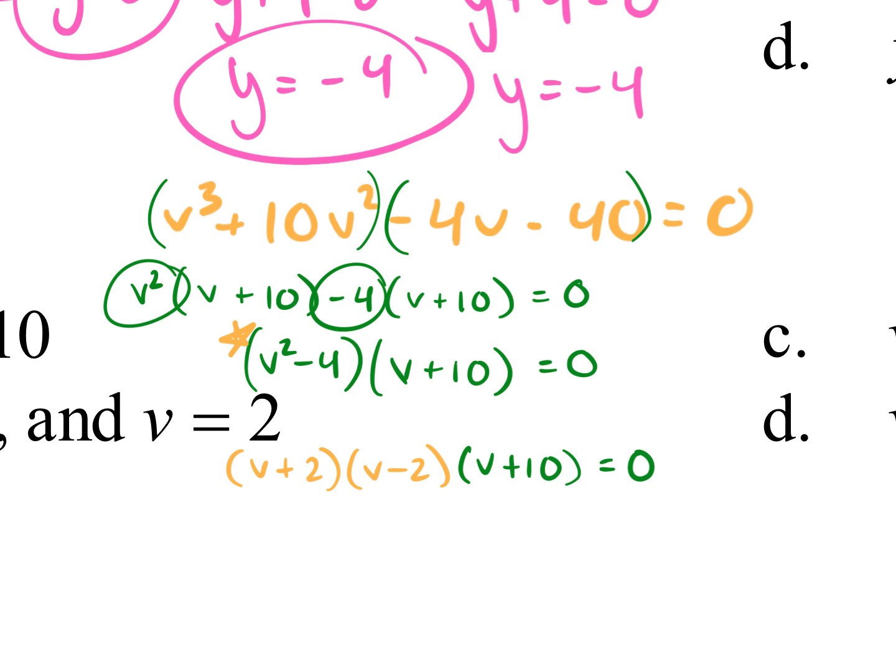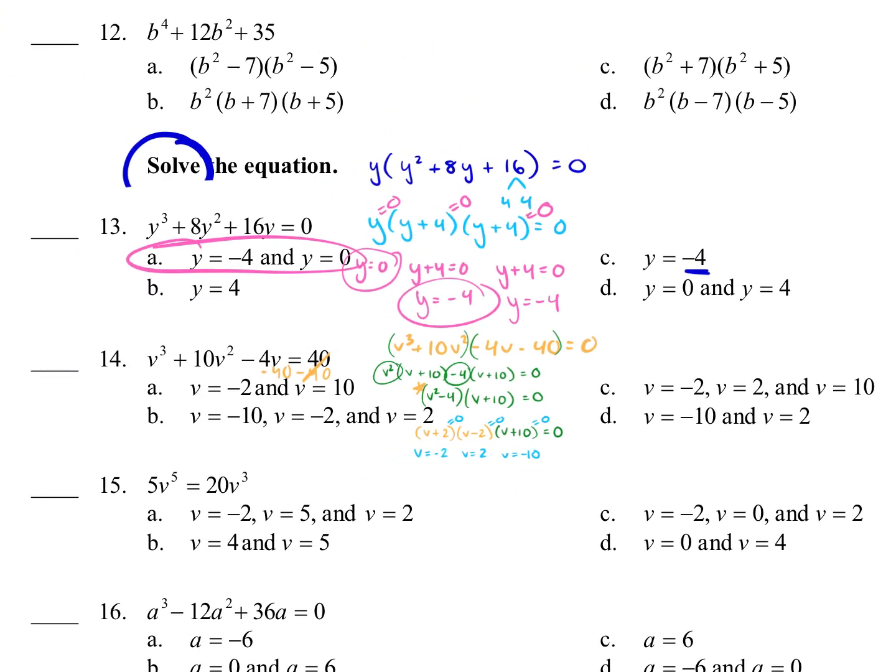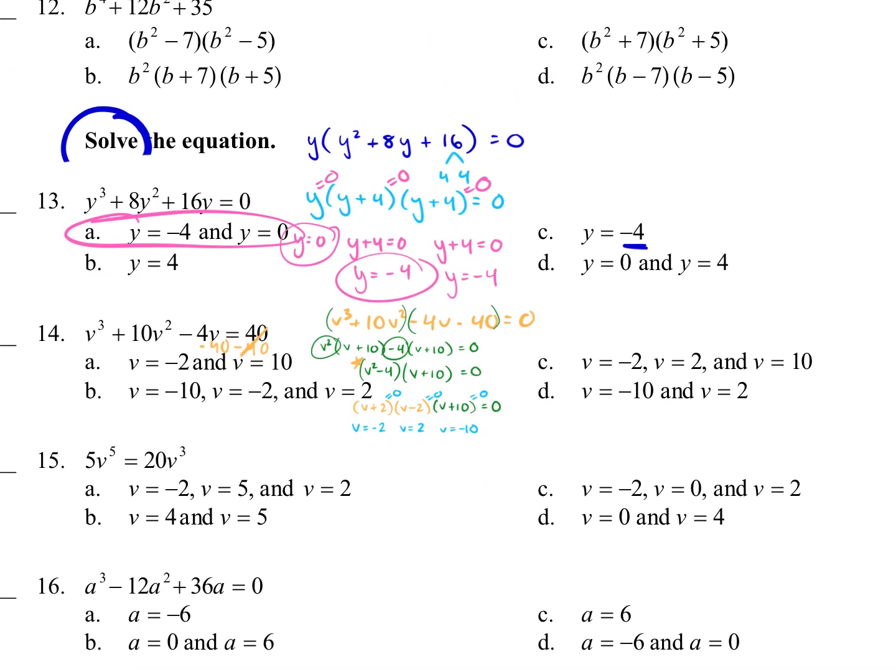Now, how would we solve from here? Set each piece equal to 0. So v equals negative 2, v equals positive 2, and v equals negative 10. So that would be answer choice B.